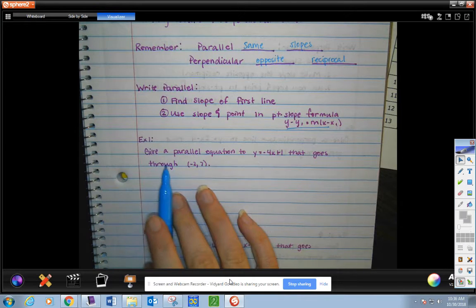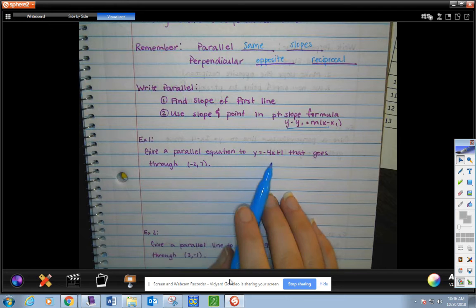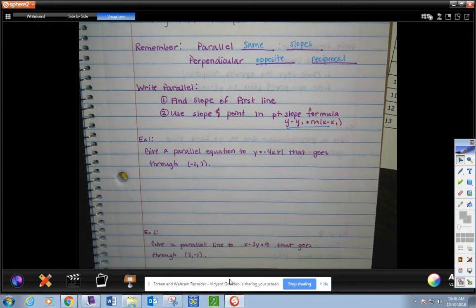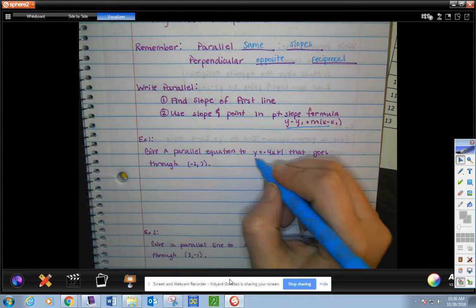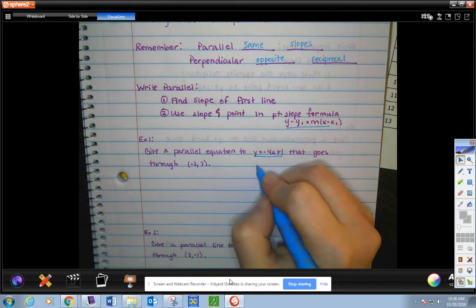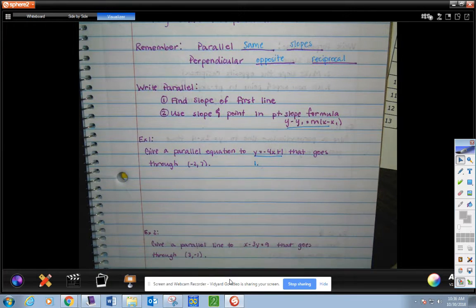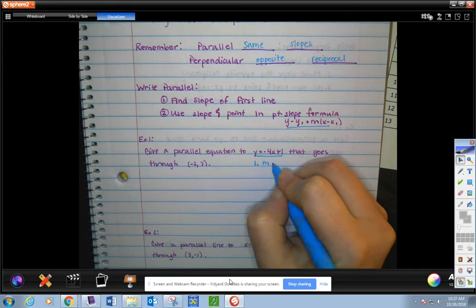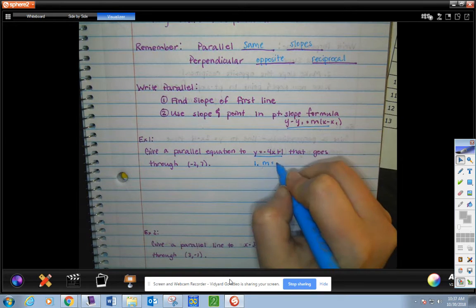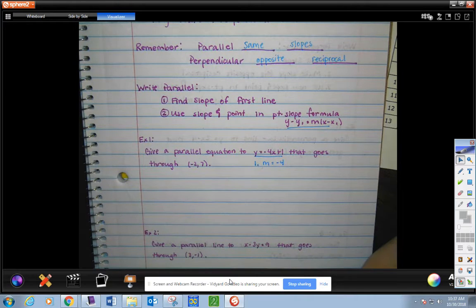Okay, give a parallel equation to y equals negative 4x plus 1 that goes through negative 2, 7. The first thing I need you to do is look at your equation. Is it in y equals? If it's in y equals, you already have step 1 done. So I'm going to say step 1, the slope. You just need to tell me what the slope is. Well, the slope of this line is negative 4.